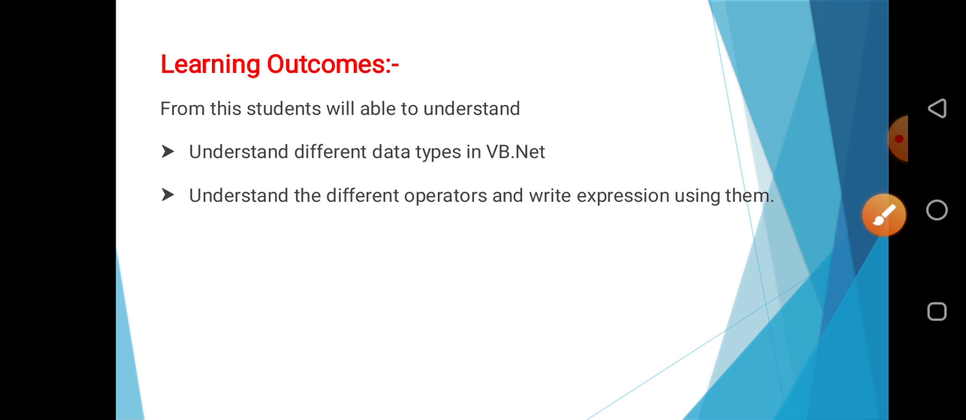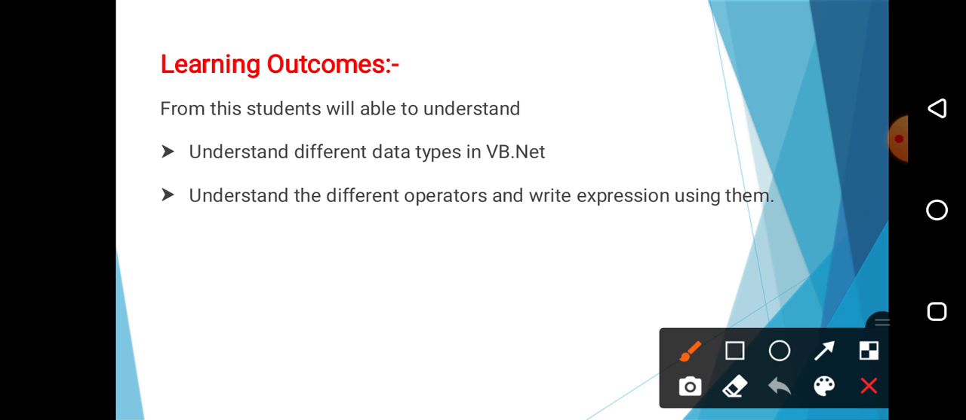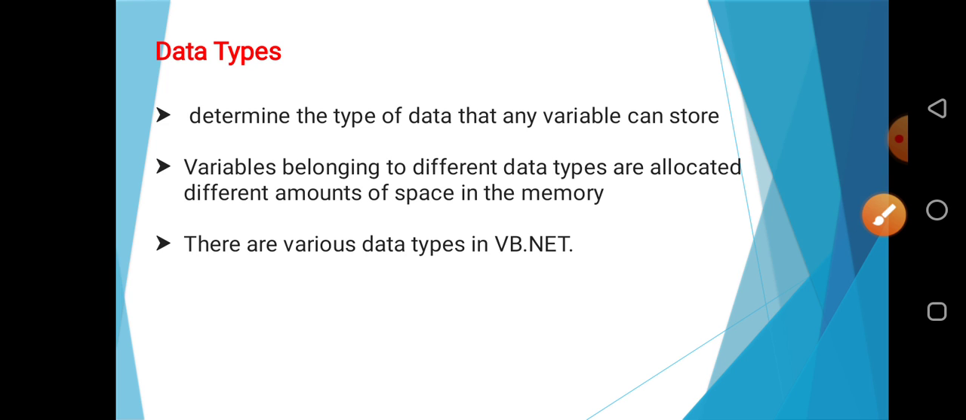So students, let's start the second chapter. From this video, you will be able to understand the different data types in VB.NET. After watching this video, you will understand what are the different data types that we can use while doing programming in VB.NET, what are the different operators available in VB.NET, as well as how to write expressions using them. So let's start with the data types and the operators. First of all, we will start with the data types.